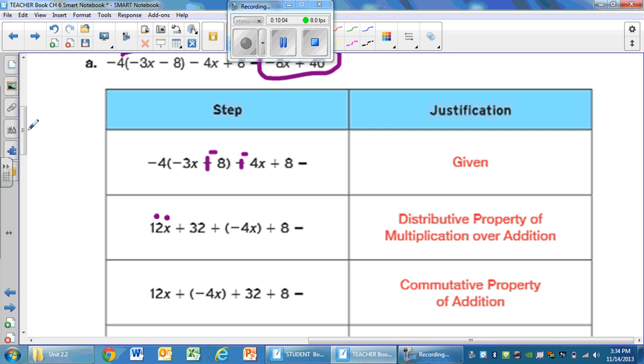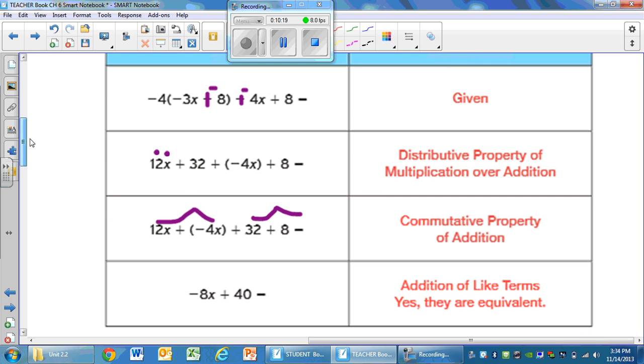Commutative property of addition. So see how I'm grouping together the x terms and the numbers here. 12x plus negative 4x is a positive 8x, 32 plus 8 is 40. Addition of like terms, yes, they are equivalent.